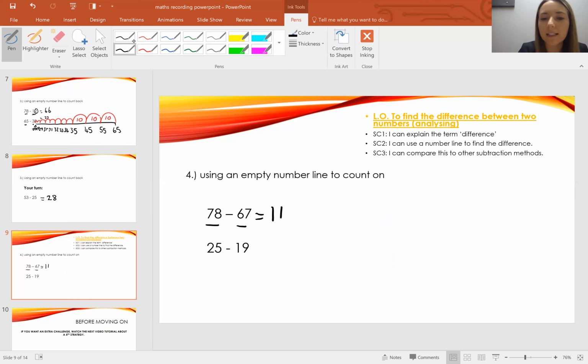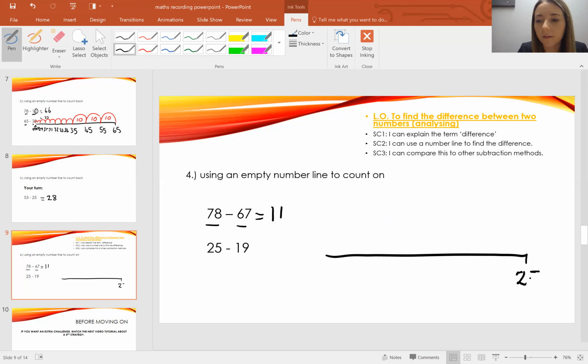25 take away 19. So I'll put my minuend over here and my subtrahend over here. And I'm counting how many numbers are between these two numbers. Some of you might be able to tell me straight away. You might be able to see how many numbers are in between those numbers straight away using your mental strategies, knowing that 19 is 1 less than 20 and there are 5 until you get to 25. So it's 5 and 1 makes 6.